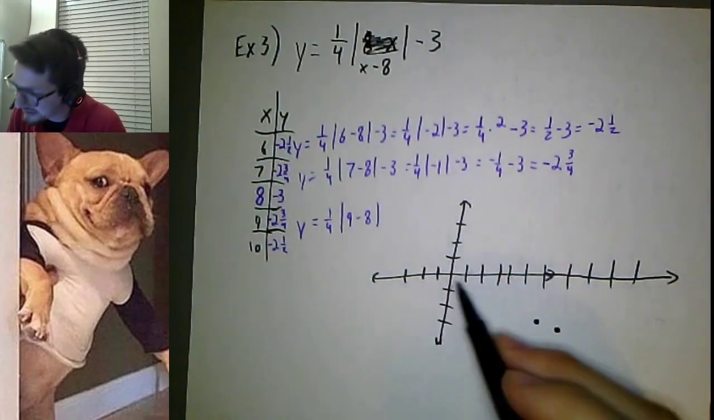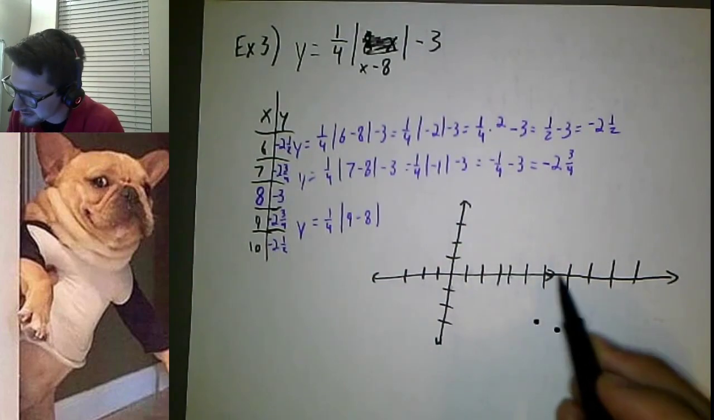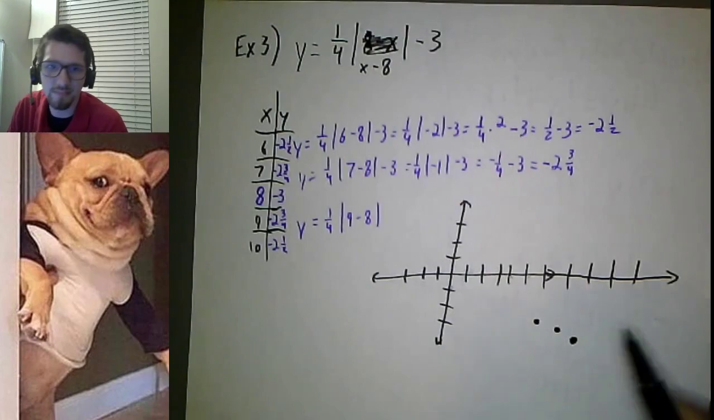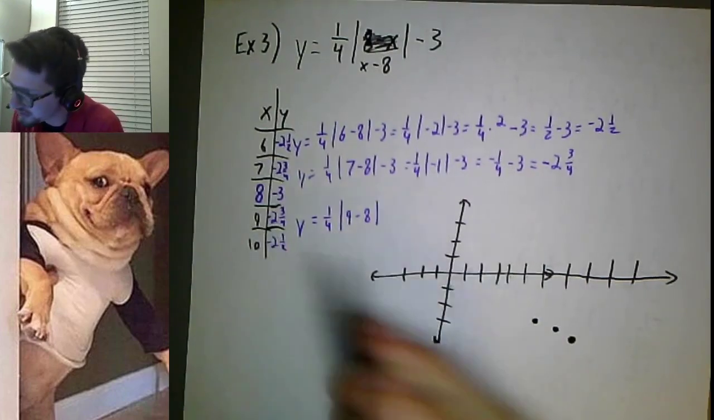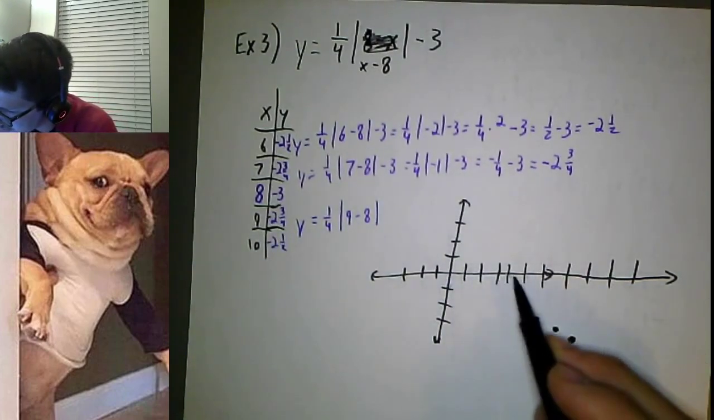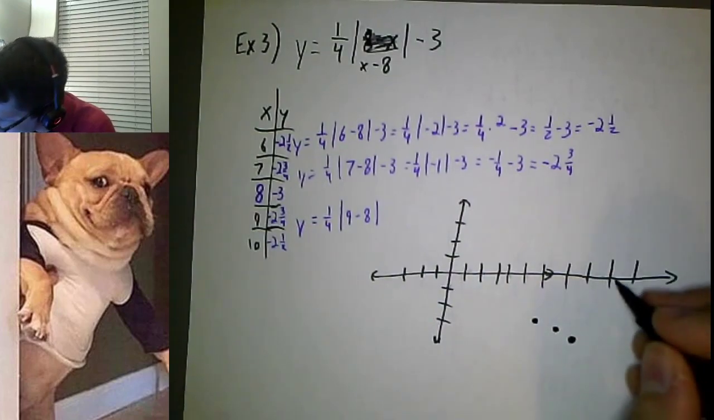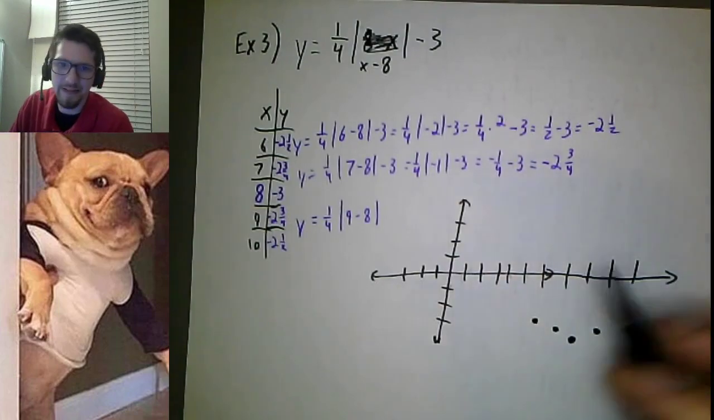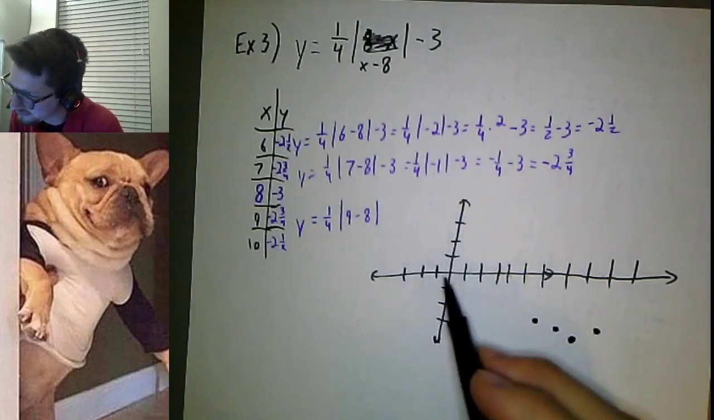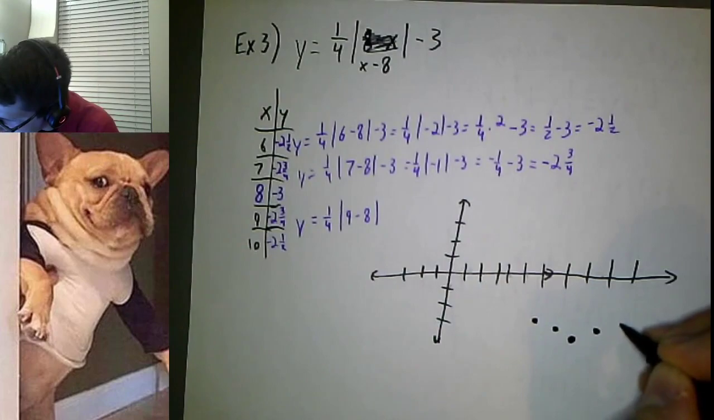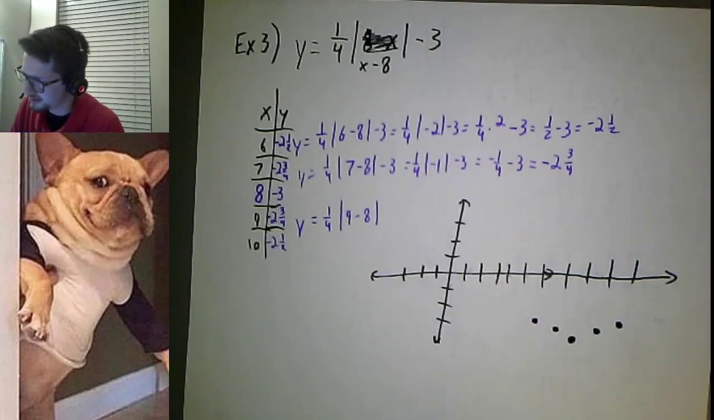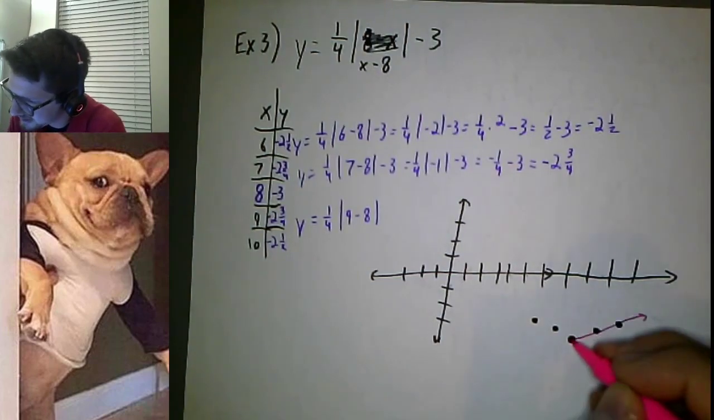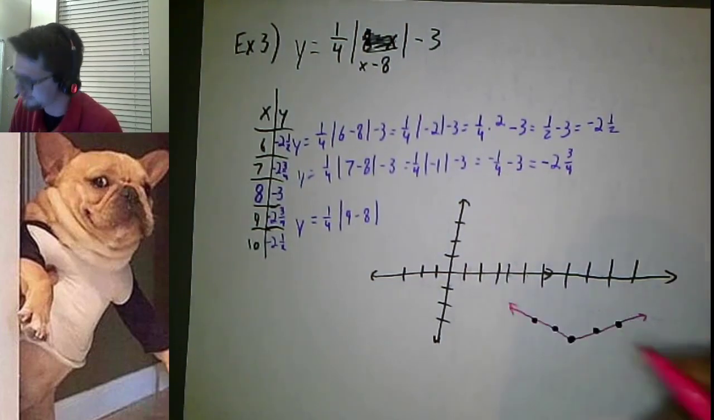Right 8, down 3. 1, 2, 3, 4, 5, 6, 7, 8. Down 3. 1, 2, 3. Right 9, down 2 and 3/4 again. 1, 2, 3, 4, 5, 6, 7, 8, 9. Down 2 and 3/4, so 2 and most of the way. And then right 10, down 2.5. When I trace my lines, I should have a V. And guess what? I do have a V.